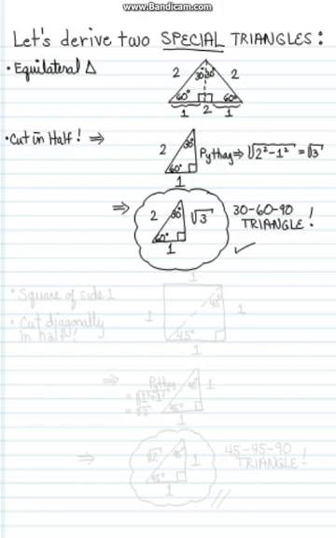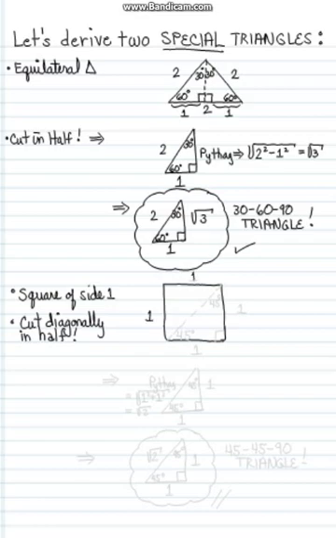Okay, one more we're going to make is the 45, 45, 90 triangle. In this one, instead of starting with an equilateral triangle, we start with a square with side 1. A square has the same distance on all 4 sides. So here's our square, with the same distance for the sides and the top and bottom. They're all distance 1. And we're going to cut it diagonally in half.